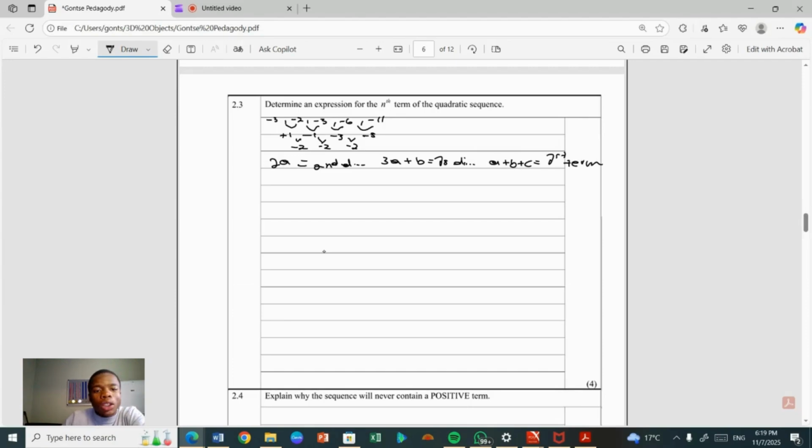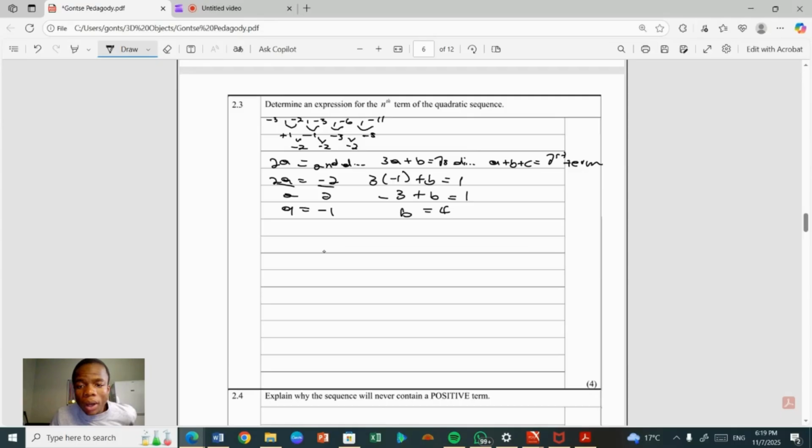Then from here you just know 2a is equals to the second difference, which is negative 2. You divide both sides by 2, then a is equals to negative 1. Then you say 3 into negative 1 plus b is equals to 1. Then from here you have negative 3 plus b is equals to 1. Then you transpose negative 3 to that side. So b is 1 plus 3, which is equals to 4.